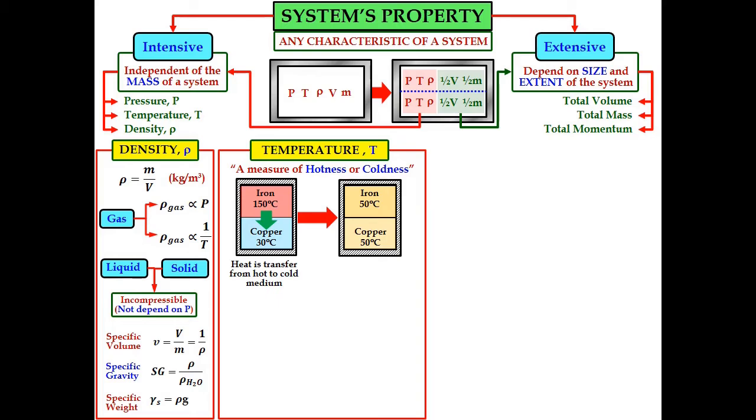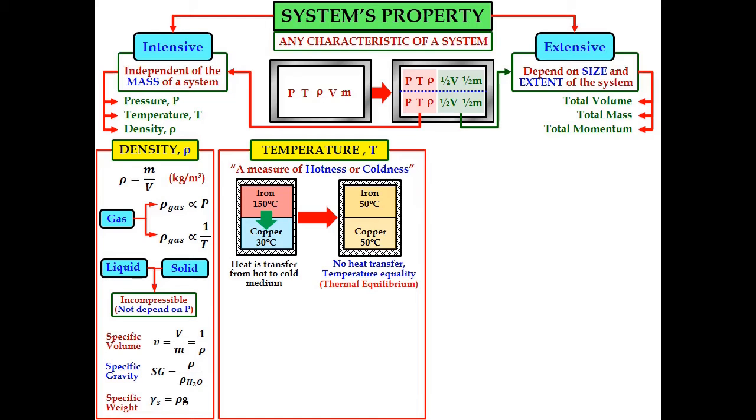After a certain period of time, the temperature of the iron and the temperature of the copper will be the same, and at this point there is no heat transfer anymore. The temperatures are equal, and we consider this condition temperature equality, or what we call thermal equilibrium.